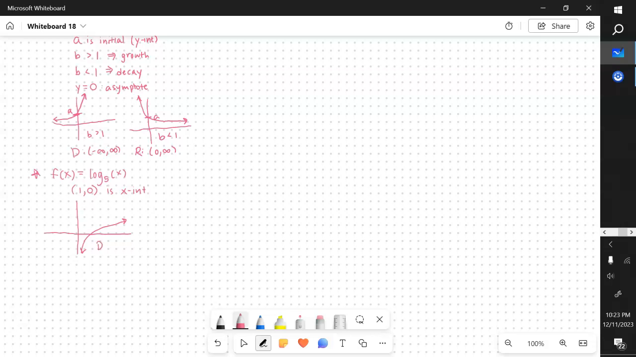For log graphs, logs have a domain restriction. The domain is not all real numbers. The domain is from 0 to infinity. The range is all real numbers, but the domain is not all real numbers. This point (1, 0) is a point that you should graph on your log graph.